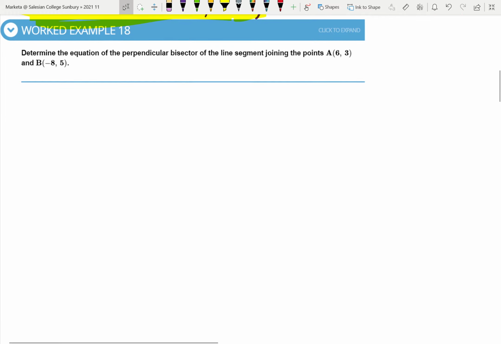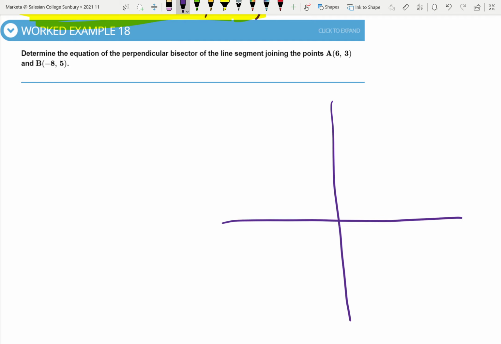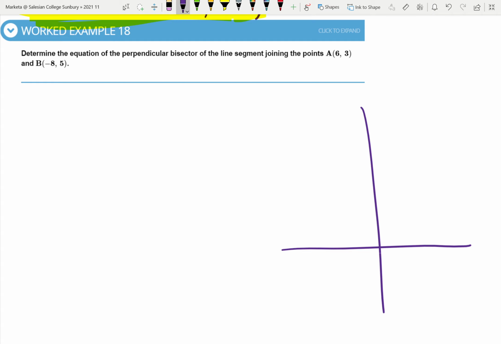Let's move on. The next question is telling us to find the equation of the perpendicular bisector of the line segment joining A and B. So I'm going to draw a picture and I'll explain what we're talking about by a perpendicular bisector. So A 6, 3, I'm going to put a point here, call it A 6, 3, and then B -8, 5. Let's start again. So maybe this, A 6, 3, and then B -8, 5, and let's put that somewhere here.